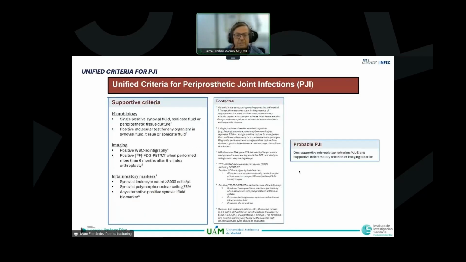And we also have supportive criteria, which means that one supportive microbiology criterion plus one of the other criteria is also diagnosis of infection. We have microbiological criteria, imaging criteria, and inflammatory markers criteria. The use of one microbiological criterion plus one of the other criteria is supportive of the diagnosis of prosthetic joint infection.